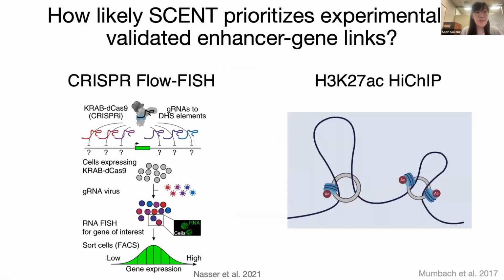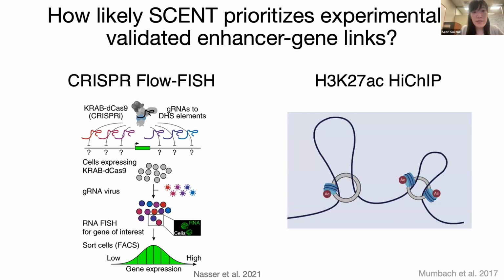And also, we briefly validated our SCENT enhancer-gene links using experimental datasets. One is CRISPRi FlowFISH, where disturbing the enhancer activity by the CRISPRi system leads to decreased RNA expression measured by RNA FISH, which is how we can identify enhancer-gene links by perturbing the element.